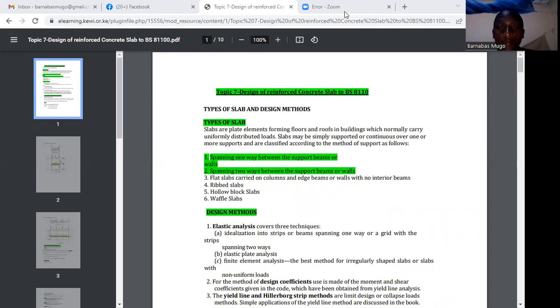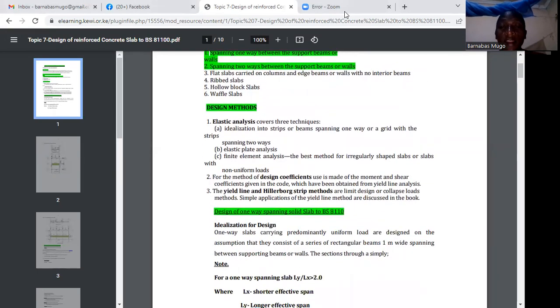So generally, a slab is a plate element that forms the floor and the roof of a building, which normally carries uniformly distributed load. In this case, I'm not going to mention other types of slab, but generally we are going to only consider two types of slab. One is called one-way spanning slab, and another one is called two-way spanning slab. So we are only going to discuss the two.